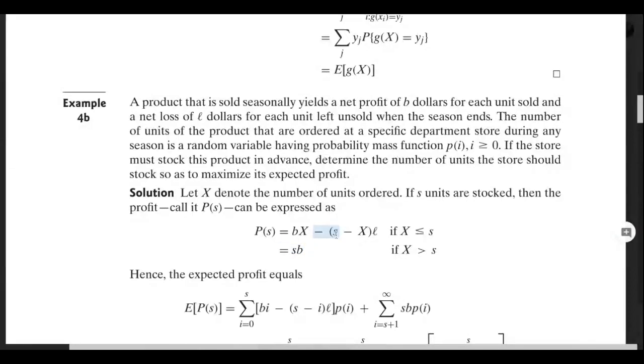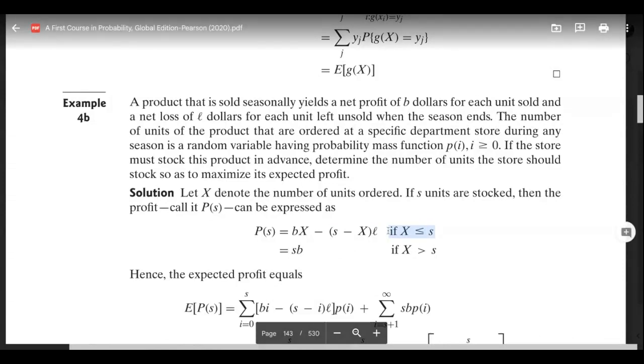Okay, so this is the minus S, then plus XL. Plus XL. So what is BX plus LX? Then minus S. That's S times B. That's S times B. Oh, okay. So this is two functions.